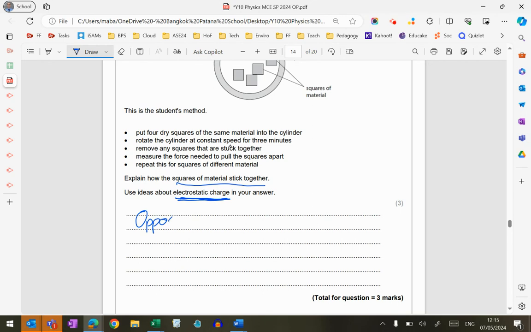So just for saying that they've got opposite charges, and the opposite charges attract, then already we're addressing this thing. But it's important that we say that they're attracting to each other rather than sticking together, to show that we've really understood what's going on there, right?